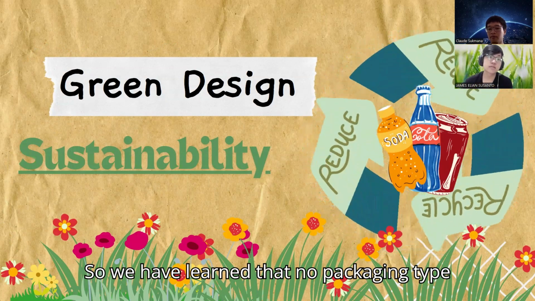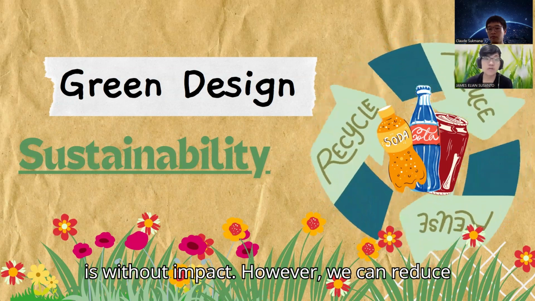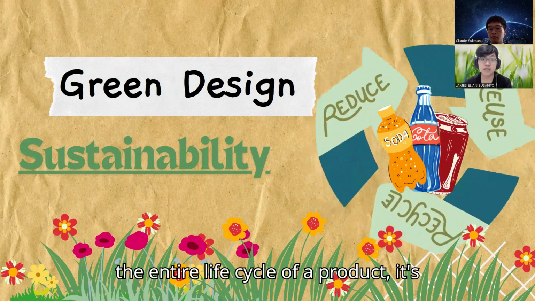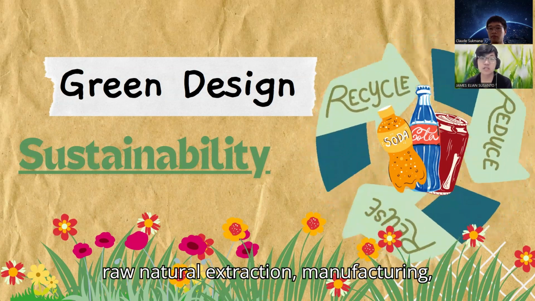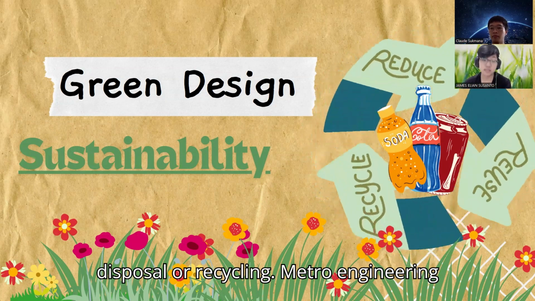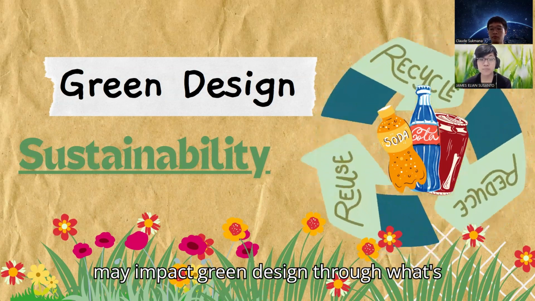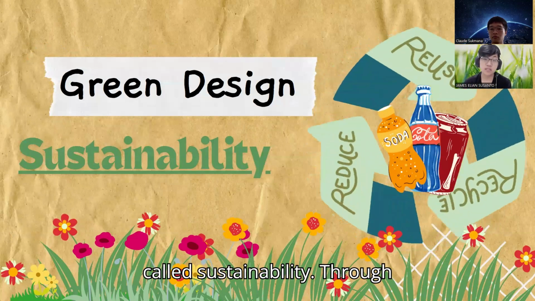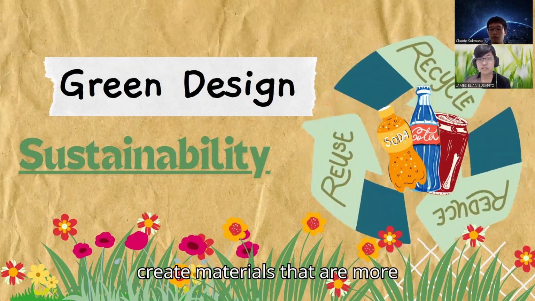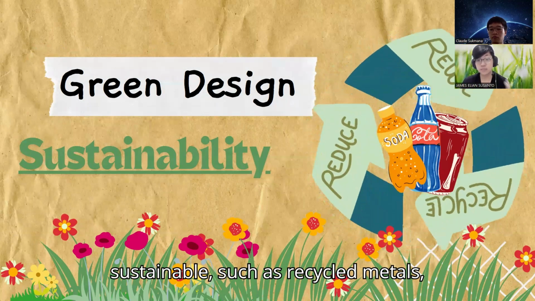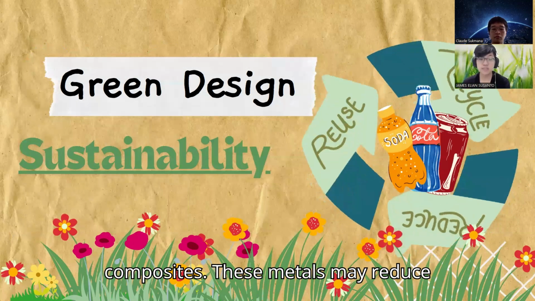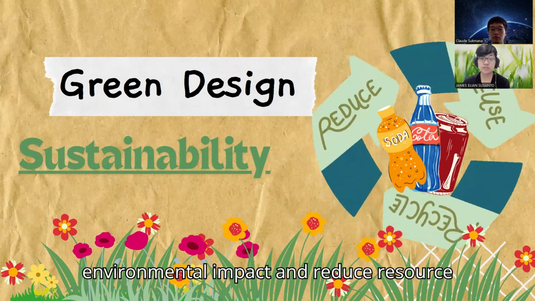So we have learned that no packaging type is without impact. However, we can reduce its impact through green design, considering the entire life cycle of a product: its raw material extraction, manufacturing, transportation, usage, and end-of-life disposal or recycling. Material engineering may impact green design through what's called sustainability. Through sustainability, material engineers can create materials that are more sustainable, such as recycled metals, biodegradable plastics, or even eco-friendly composites. These materials may reduce environmental impact and reduce resource depletion.